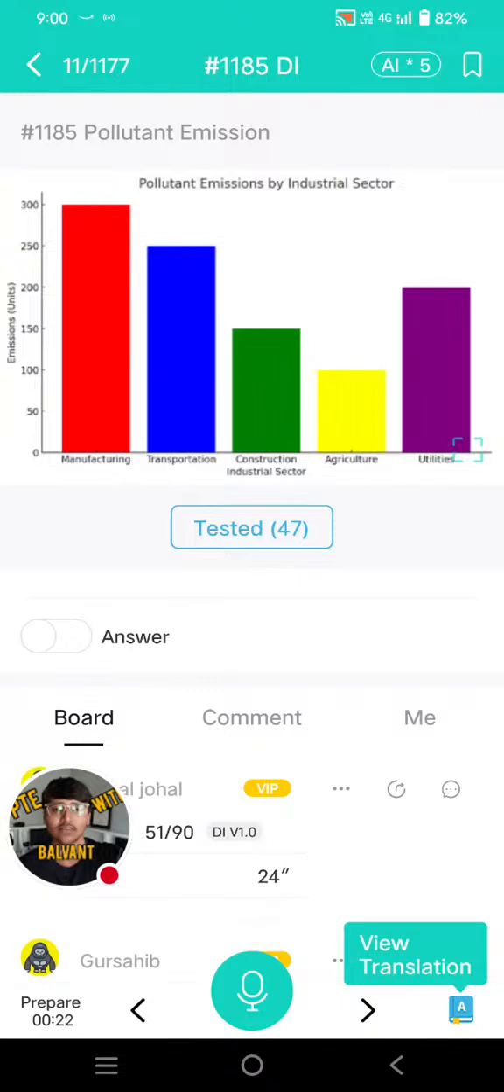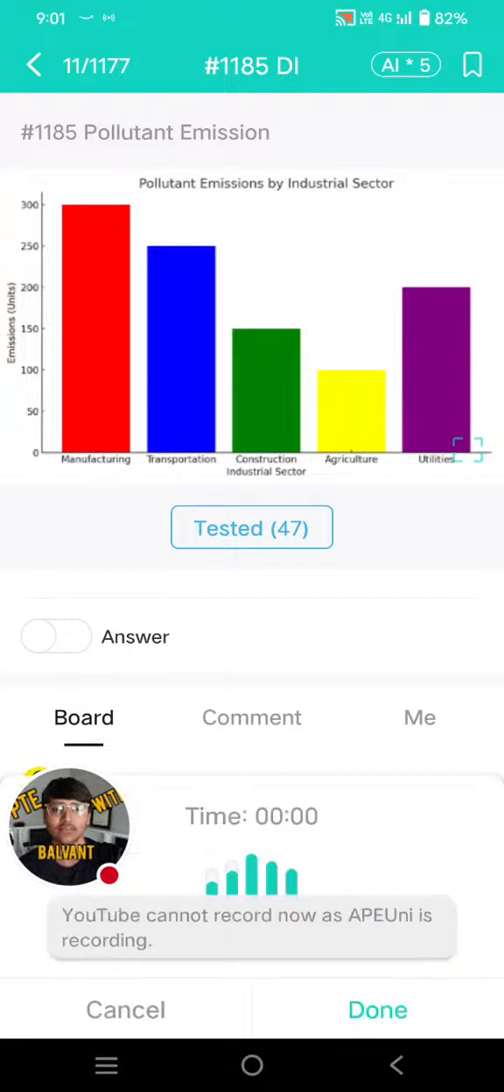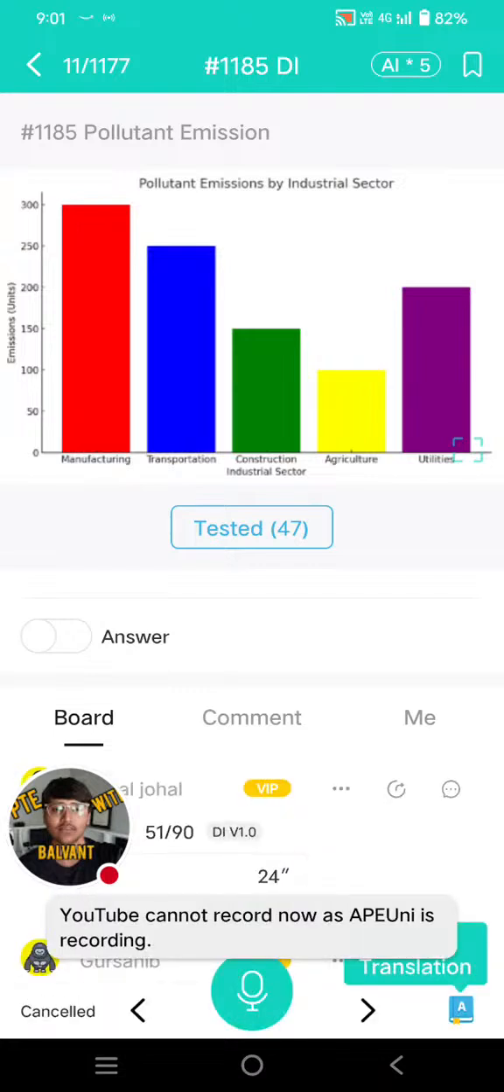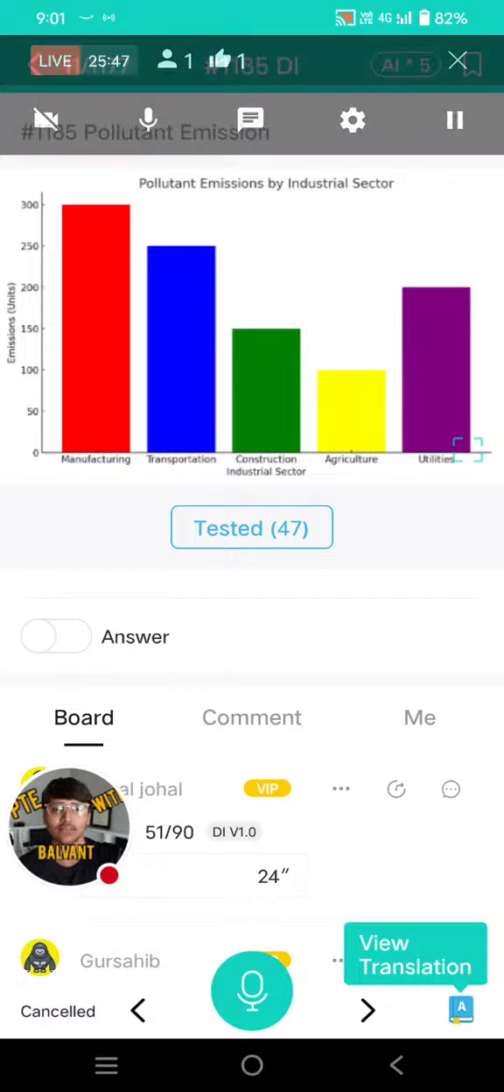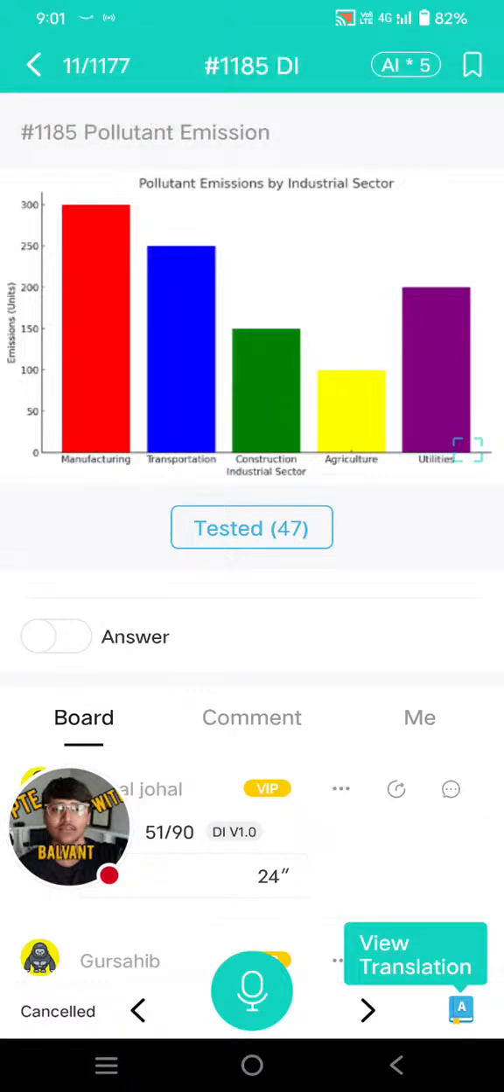So our next image topic is pollutant emission, right? Manufacturing process, transportation process, construction process, agriculture, utilities, etc. are also given in this image, right? I can also observe many values on the y-axis. Y-axis values are likely 50, 100, 150, 200, 250, 300, right? Emissions versus industrial sector. This graph is mainly between these, right?